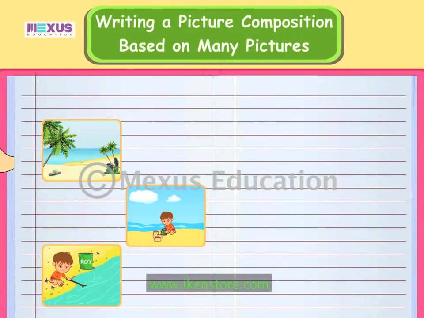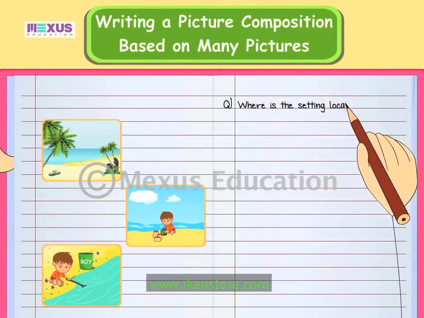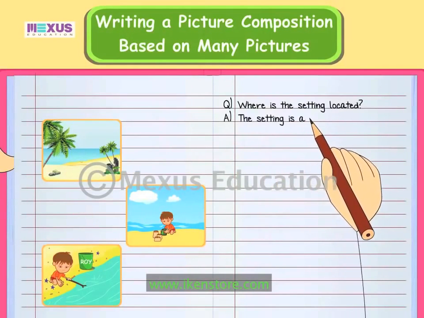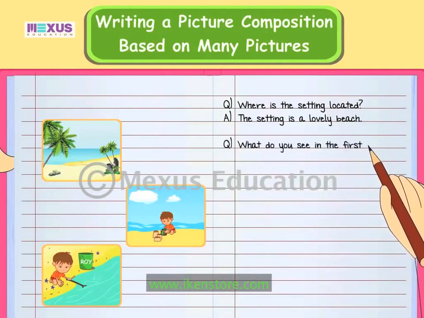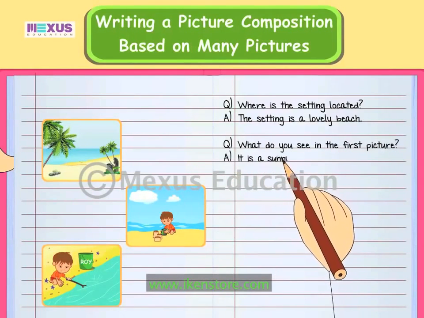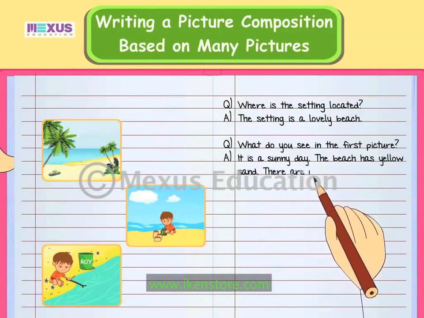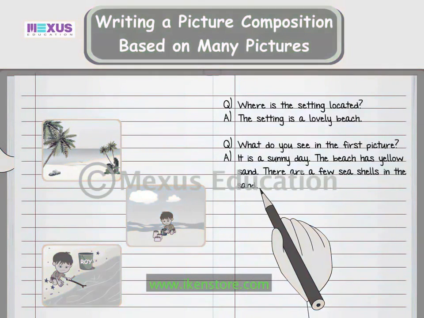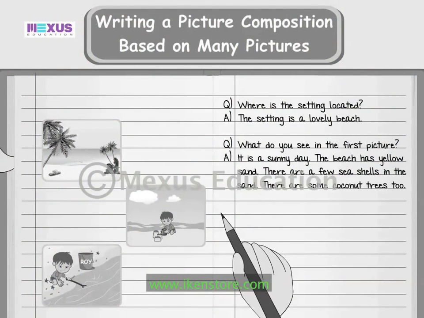Look at the pictures given here. Let's note down a few questions that come to our mind after looking at the picture. Where is the setting located? The setting is a lovely beach. What do you see in the first picture? It is a sunny day. The beach has yellow sand. There are a few seashells in the sand. There are some coconut trees too.